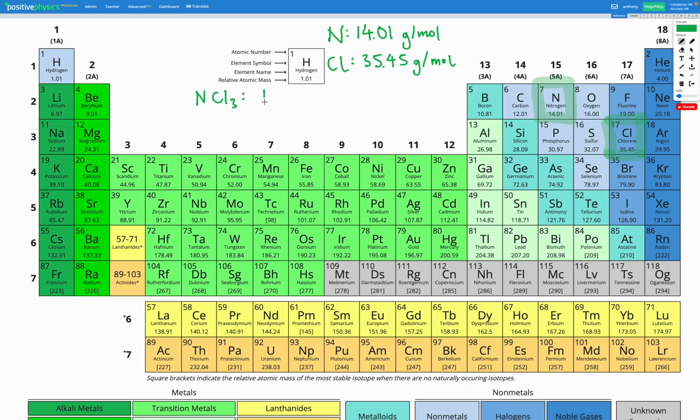But my compound is NCl3, which is a nitrogen plus 3 sets of chlorine. So I'm going to go ahead and put in my molar mass for nitrogen, which is 14.01, plus 3 sets of my molar mass for chlorine, which is 35.45. And I'm going to put that in my calculator. That gets me a molar mass of 120.36 grams per mole.